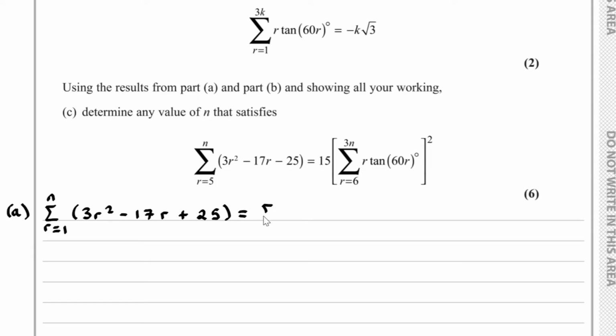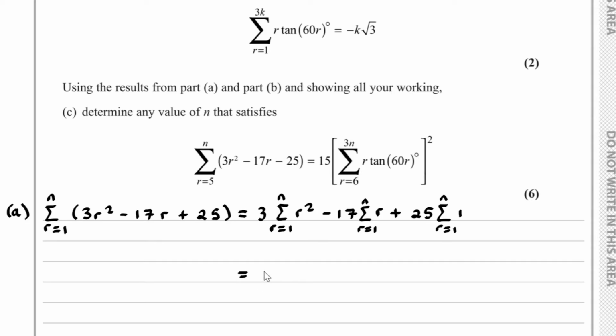and if I work out what that is, well, I can split that up as the following. We have 3 times the sum from r equals 1 to r equals n of r squared, subtract 17 times the sum from r equals 1 to r equals n of r, plus 25 times the sum from r equals 1 to r equals n of 1.